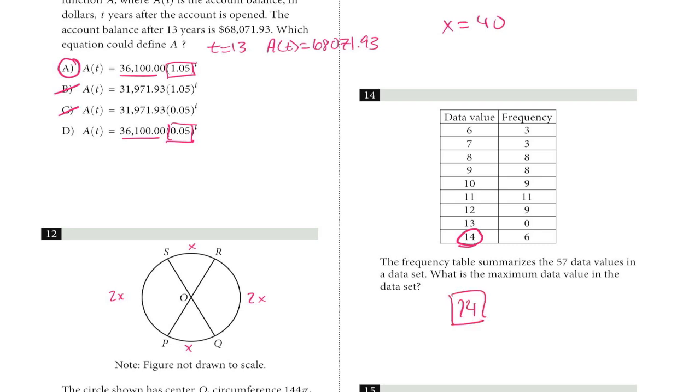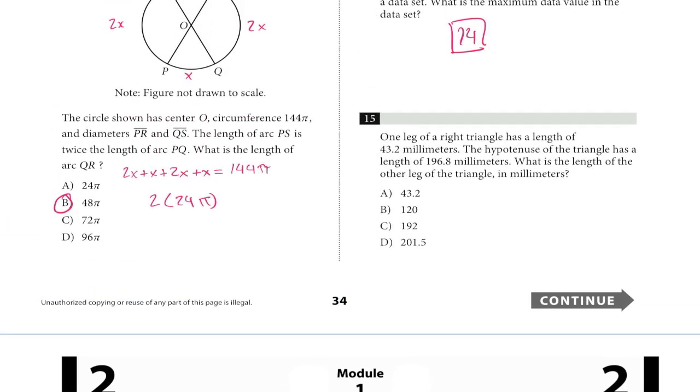So the answer is 14. All right, number 15. One leg of a right triangle has a length of 43.2 millimeters. The hypotenuse of the triangle has a length of 196.8 millimeters. What is the length of the other leg of the triangle in millimeters?